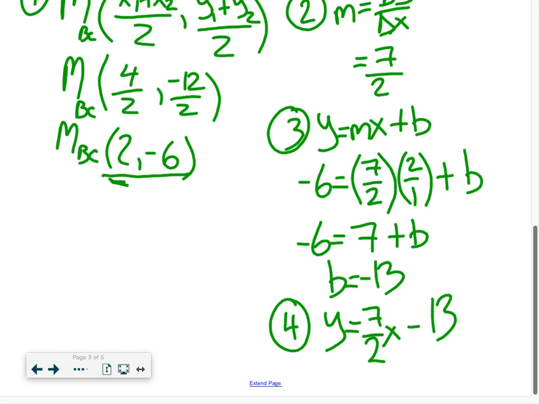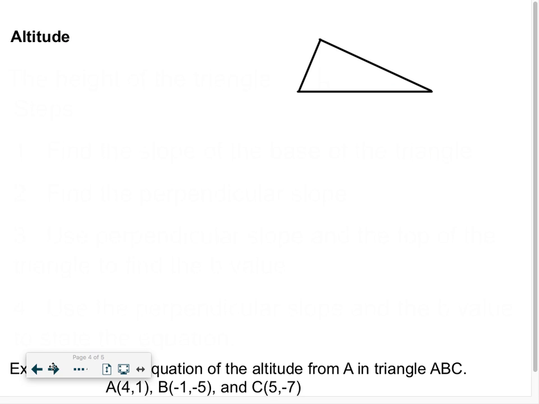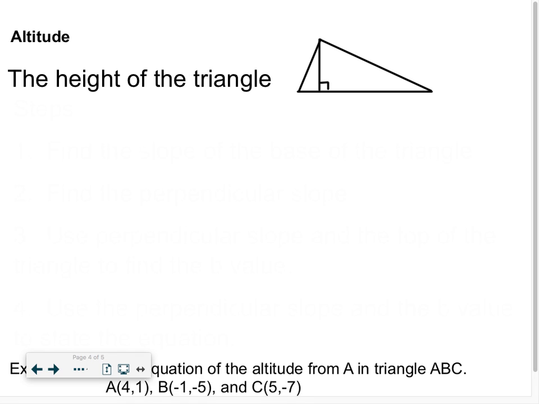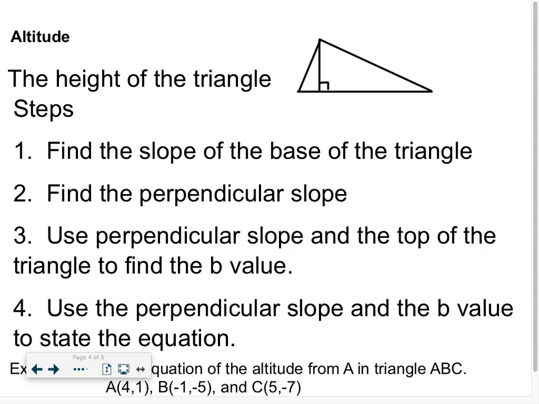All right. Now we're moving on to the last one, which was altitude. The altitude is just finding the height of the triangle, so we're finding the equation of the height. The height of the triangle is always at a right angle. So we need to go from the base to the other point. Our steps: find the slope of the base, find the perpendicular slope, use the perpendicular slope and the top of the triangle to find your b value, and state your equation.